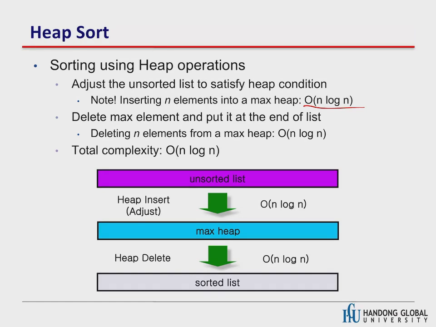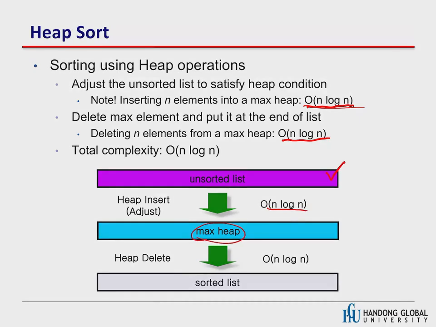That's it. So by inserting all the elements into the max heap and deleting all the elements from the max heap, we can sort. And the complexity is n log n for insertion and n log n for deletion. So in big O notation, it is an n log n algorithm, right? That's good. So the total complexity is n log n.